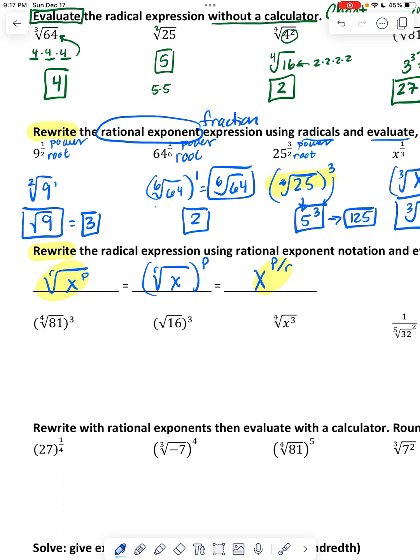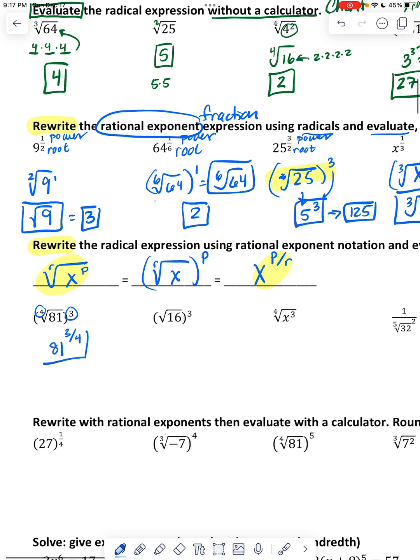So now I just think, okay, this is 81, and then I have a 3 as a power and a 4 as a root index. So it would go 3 over 4. And then in terms of evaluating it, I still like it in this form because I can look on my table, find the 4th root of 81, which is 3, to the 3rd power is 27. So when I have to actually find the answer, usually use the radical form. This is going to be a 2 since there's nothing written. So that could be written as 16 to the power over root index.